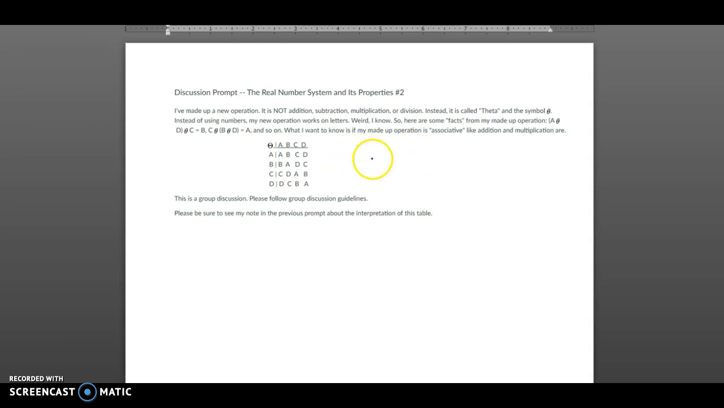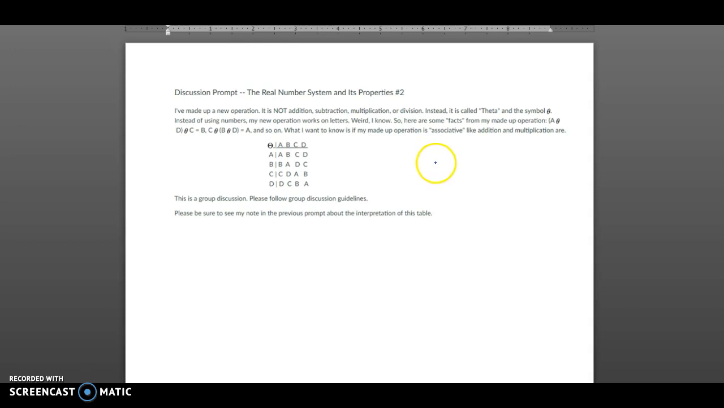All right, so first thing I should say is the commutative property, which was a discussion prompt right before this one. Every group got the right answer. So commutative property you guys were good with. Associative seems to be a little bit harder, and I think that's because it involves 3 rather than 2 letters.